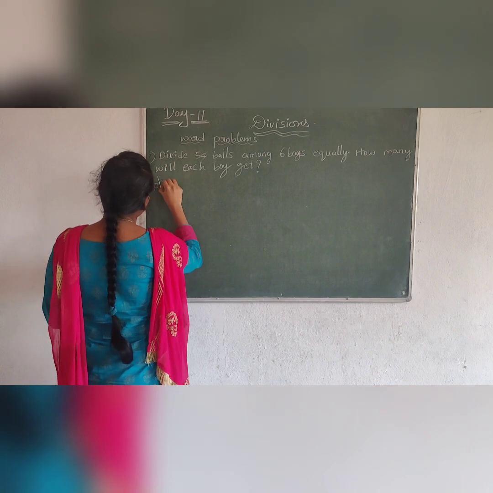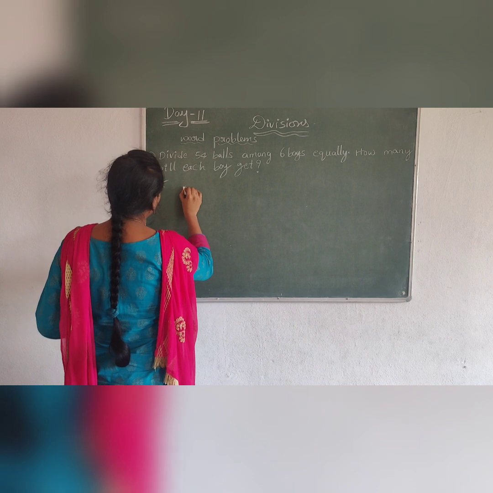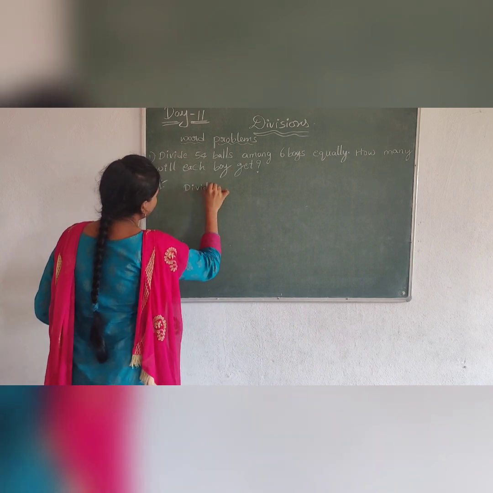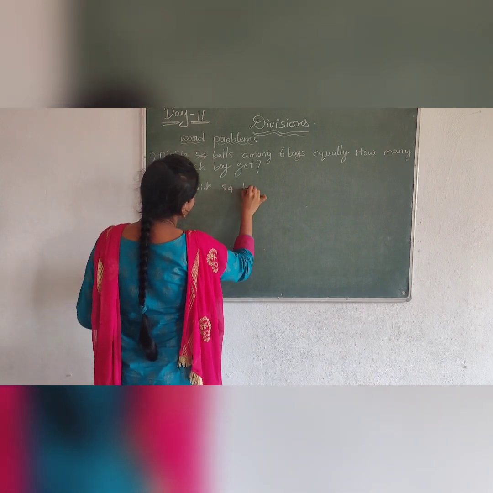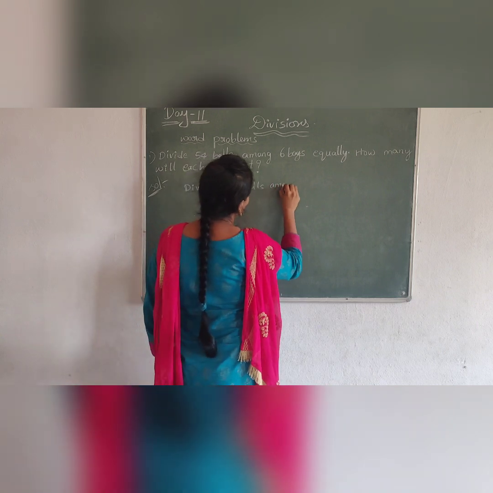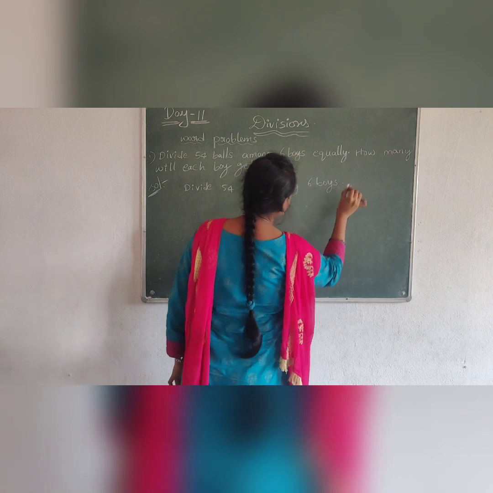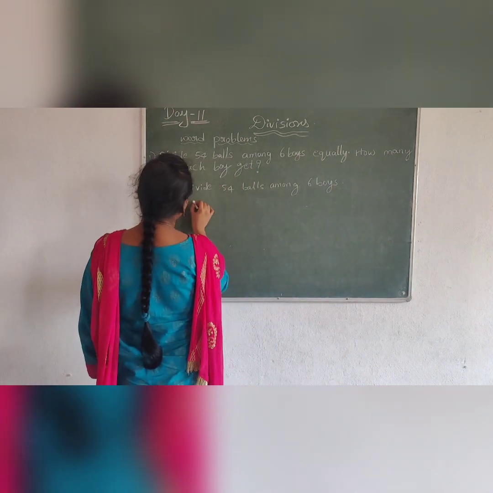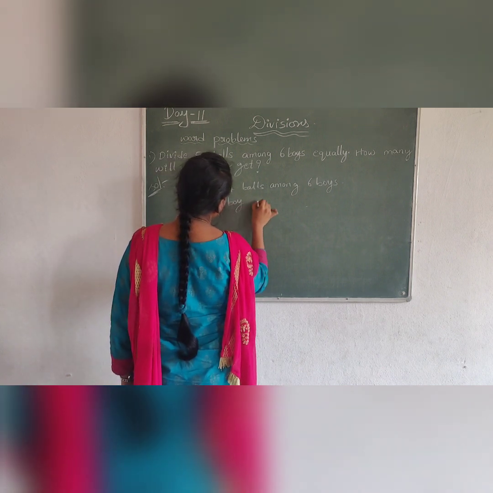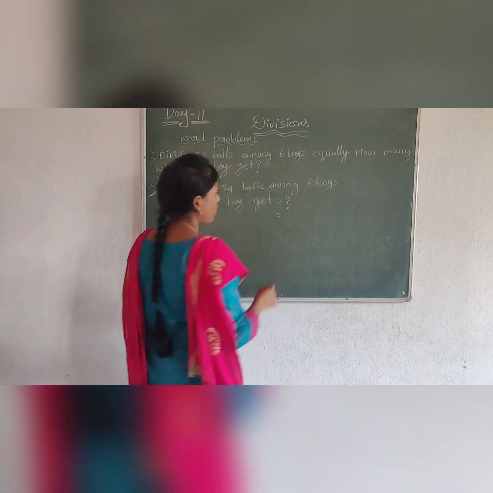Let's see. Divide 54 balls among 6 boys. How many does each boy get?